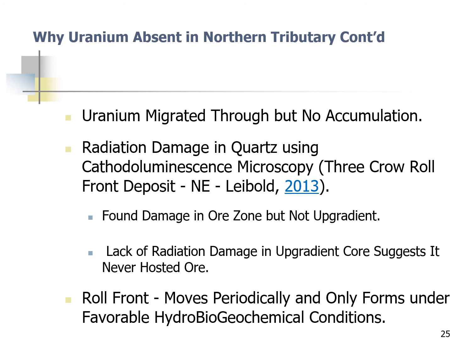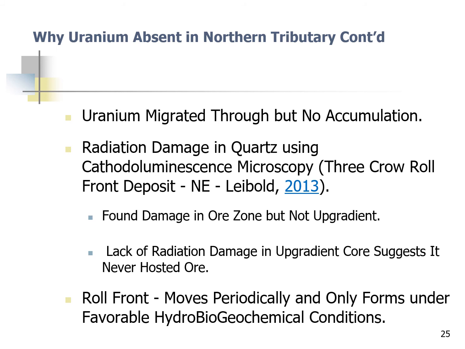In a recent study looking at radiation damage to quartz grains using cathodoluminescence microscopy in the Three Crow roll front deposit, the researchers found damage in the ore zone, but not up gradient. The lack of radiation damage in up gradient cores suggested it never hosted ore. Roll fronts may only move periodically and only form under favorable hydrogeological conditions. They may form and move in response to base level changes. It could be tectonics in the Rocky Mountain area, and may be due to sea level changes in the Gulf Coast.